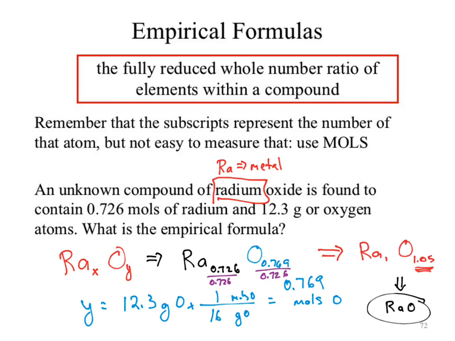Is it the best usage of it? It works. Okay. Should we be calling it an empirical formula? No, because it's an ionic compound. But does it get me that whole number ratio? Yeah. So the method still works, even if I shouldn't be calling it an empirical formula. Does that make sense? Yeah.